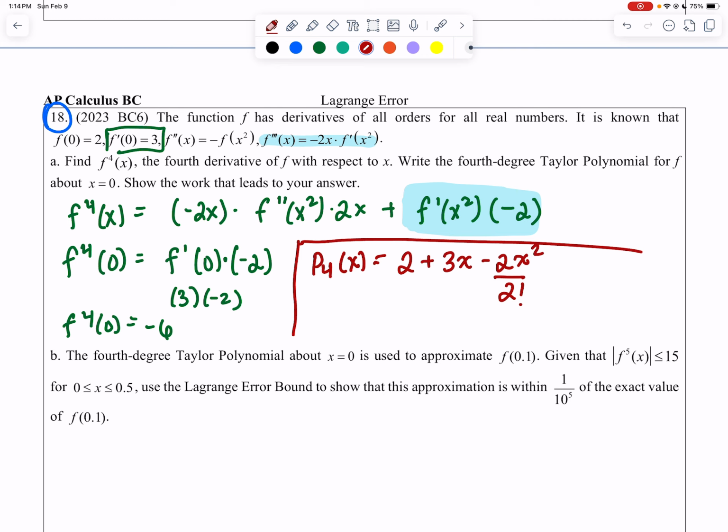And then if I look at my third derivative, plugging in 0, well, if I plug in 0 here, this is just going to be 0, so I'm going to ignore that term. And then the fourth derivative at 0 we found out was -6. So now we have -6 x to the fourth over 4 factorial. And that gives us my fourth degree Taylor polynomial for f about x equals 0.